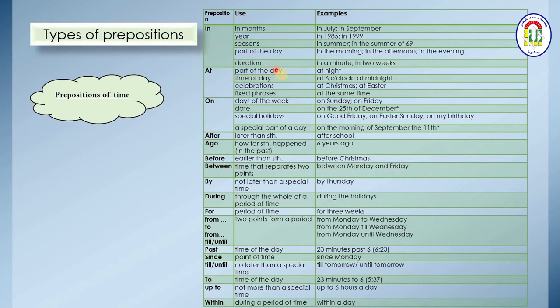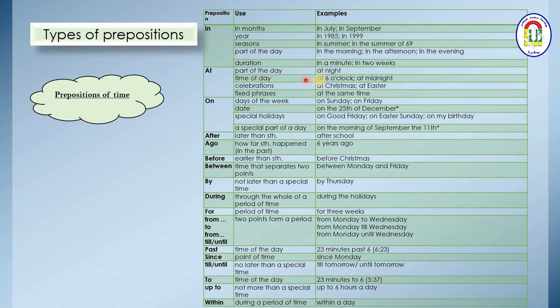At, we use it with parts of the day, time of the day, with celebrations, and with fixed phrases. I say at night. It is a part of the day. So I can use in for a duration in the parts of the day. Okay? And here, in some cases, I don't say in night, I say at night. So there are some expressions where I cannot use certain prepositions. So not all the prepositions can go with all the nouns. You have to be careful in the selection of the preposition. So I cannot say in night, I say at night.